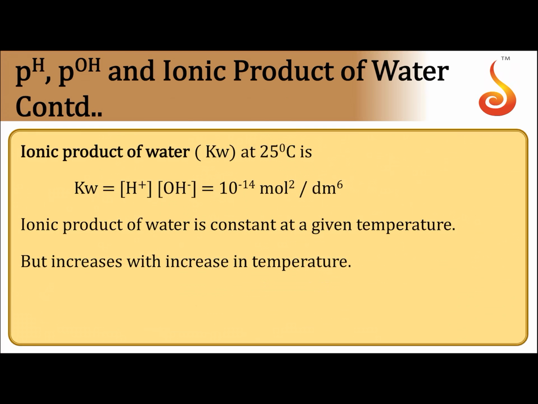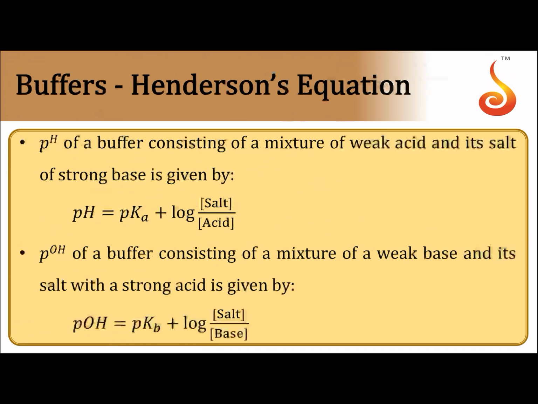Now, the ionic product of water. The product of the ionic concentrations of H plus and OH minus is called the ionic product of water. The value is constant only at 25 degrees Celsius, so it depends upon temperature. The higher the temperature, the higher the concentration of H plus and OH minus, and thereby the product also increases. If we decrease the temperature, it decreases. The product of H plus and OH minus of water, or any aqueous solution, is called the ionic product of water.